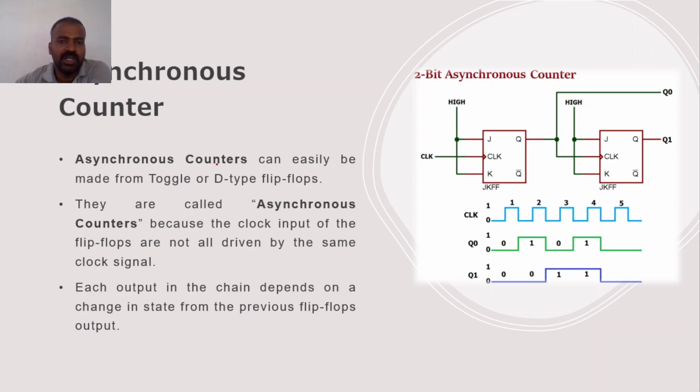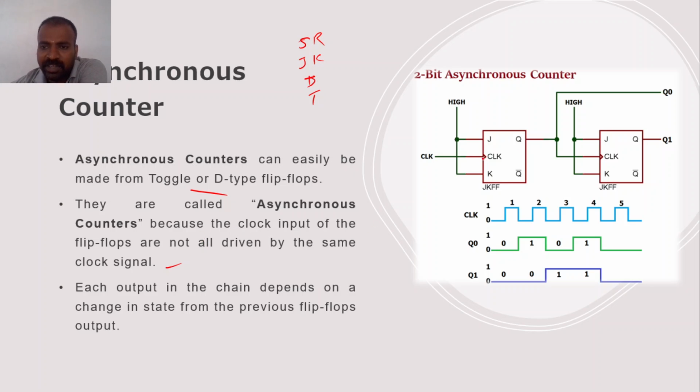Asynchronous counter. It can be easily made from toggle or T type flip-flops. As we know, there are four types of flip-flops: S-R, J-K, D, and toggle flip-flops. We can make asynchronous counters with the help of toggle or D type flip-flops. They are called asynchronous counters because the clock inputs of the flip-flops are not all driven by the same clock signal. This is a very important thing in the asynchronous counter.